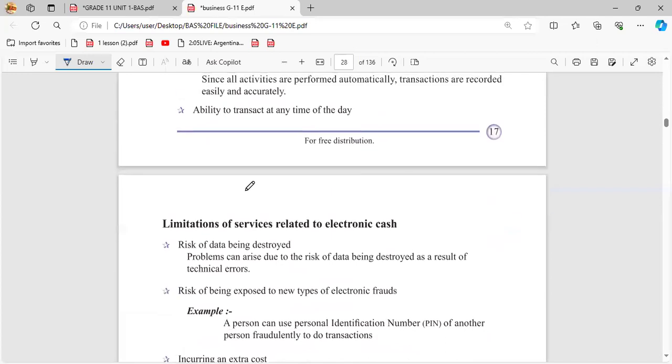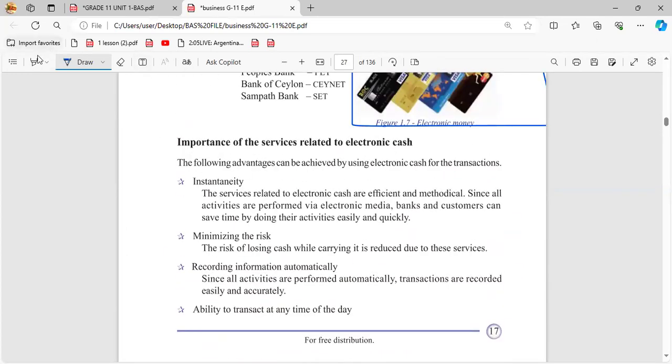What is the importance of electronic cash? We'll understand the importance. Instantaneity. That means if you want, you can use it quickly, right? You don't have to go to the bank and withdraw the money and pay me the class fees. If you have online banking, you can pay me easily. Did you understand? That is how electronic cash helps people. You don't have to go to the shop with a very huge amount of money. Easily you can give your credit card or debit card. And also it is safe.